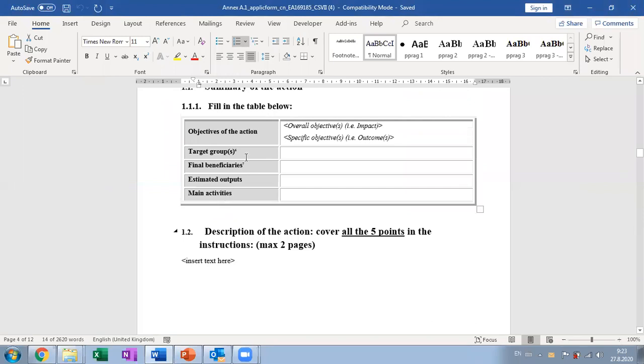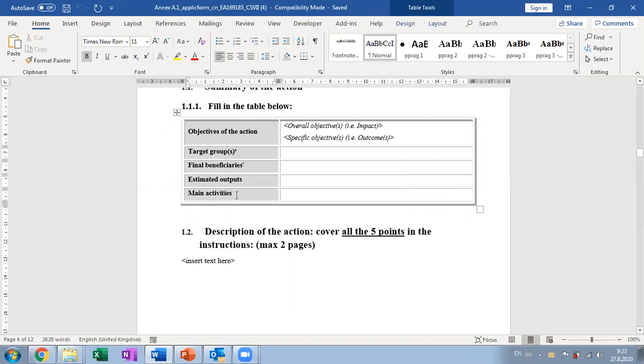It says objectives of the action, target groups, final beneficiaries, estimated outputs, main activities. It looks really simple. It's only a couple of lines, but as I said, it's always better for an evaluator, and I'm speaking now from experience, to see that these people do know that, okay, they want to have 25 participants at a certain training, or they've actually listed clearly all their target groups. There are some easy things that you can do to improve how the presentation looks.